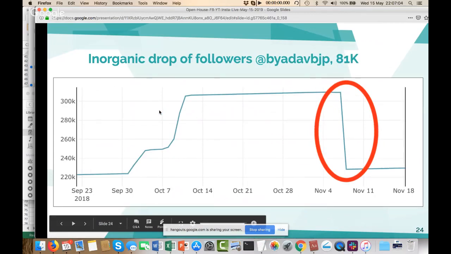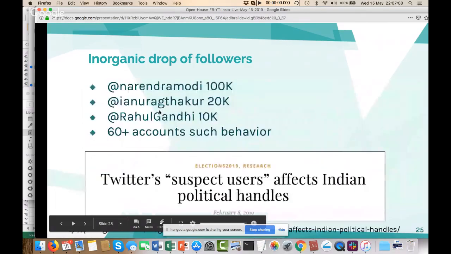So here is another handle which lost 81,000. We looked at all the verified handles that we had, 1285, and we calculated the number of followers that each of these accounts lost. For further details, you can go to the blog that we have written. The blog URL is on the slide. But here is the interesting question that we are asking right now.